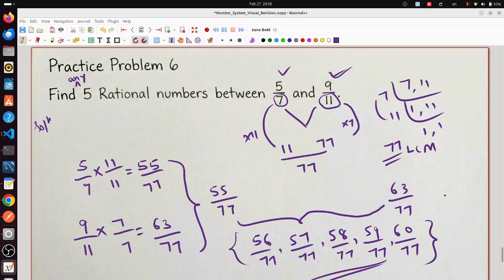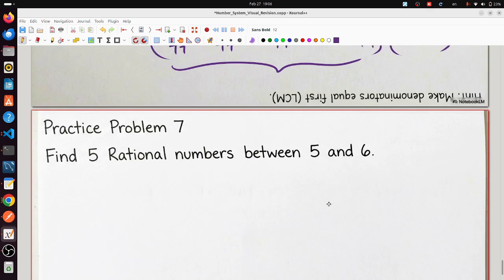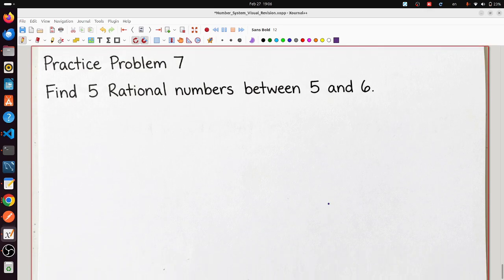How simple is it, right? Quickly move on to the next question. Here we don't have any denominator. Find any 5 rational numbers between 5 and 6. This is very easy, because if we don't have anything, we can write it as 1. Now we need to follow the same steps again.